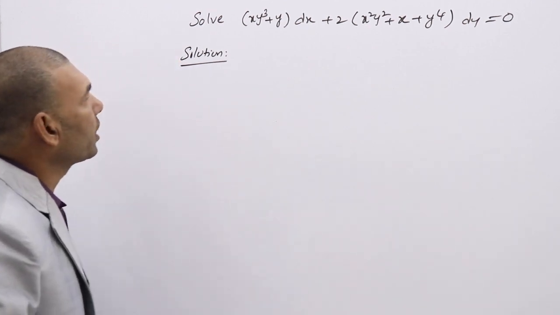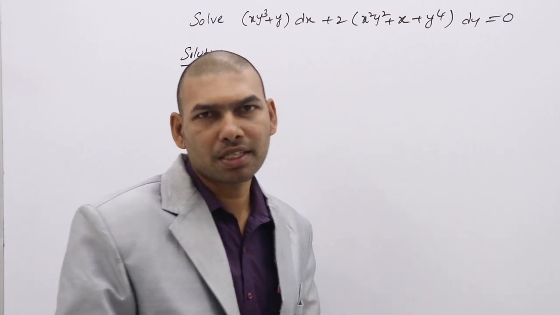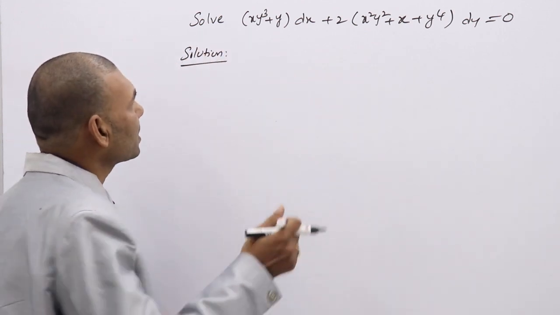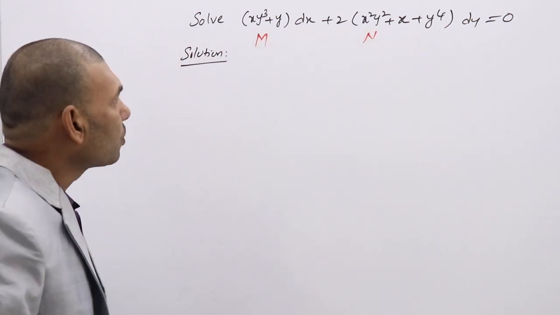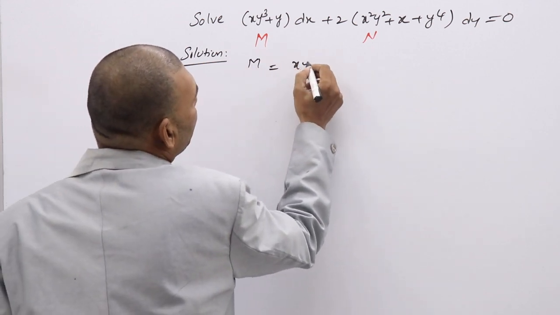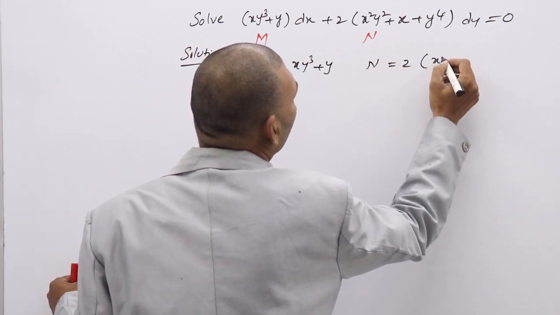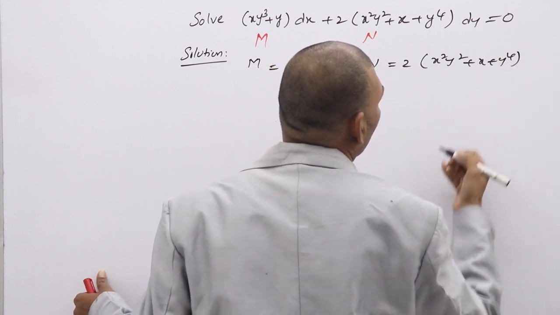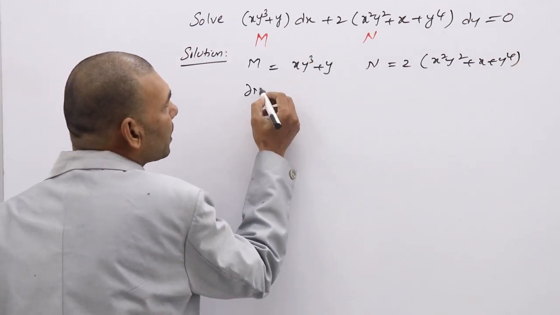Solve (xy cube plus y) dx plus 2 into (x square y square plus x plus y to the power of 4) dy equal to 0. So this is exactly in the M dx plus N dy form. To solve this, first write what is M and N. M equals xy cube plus y, N equals 2 into x square y square plus x plus y to the power of 4. Find out dou M by dou y and dou N by dou x.